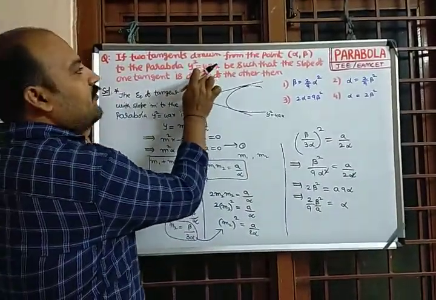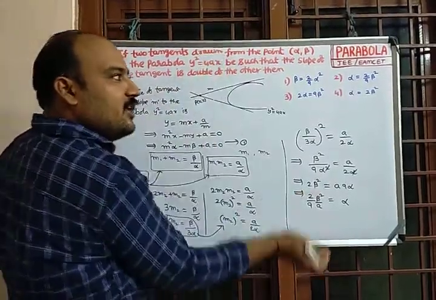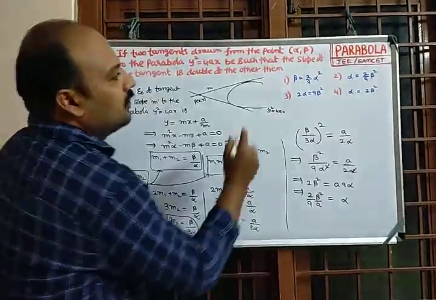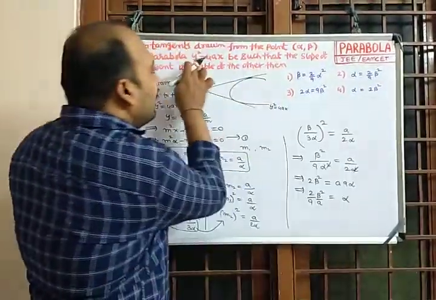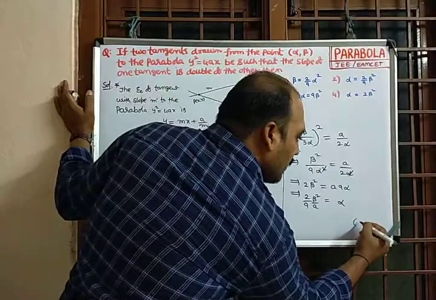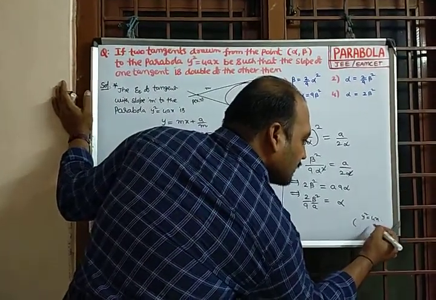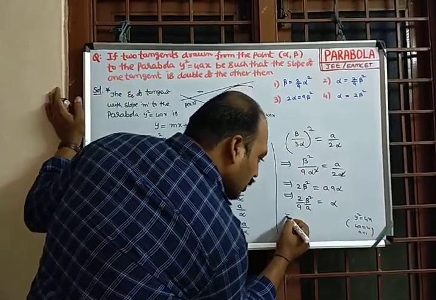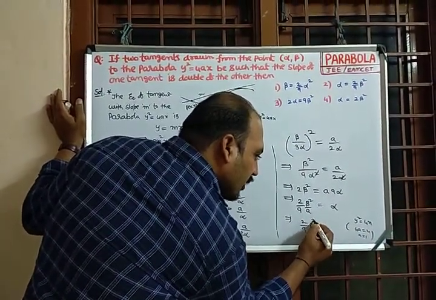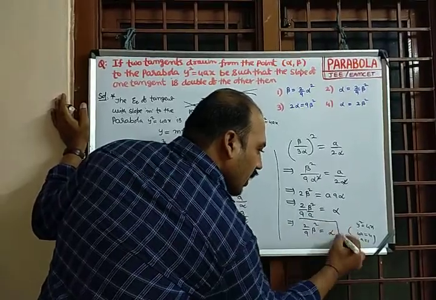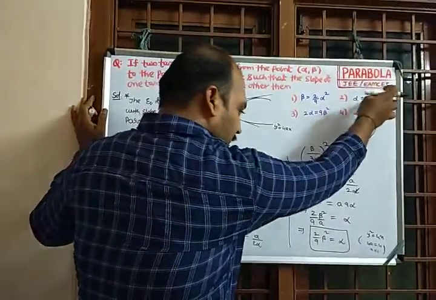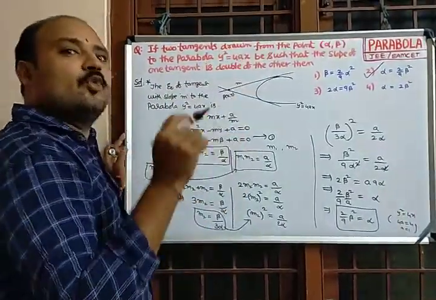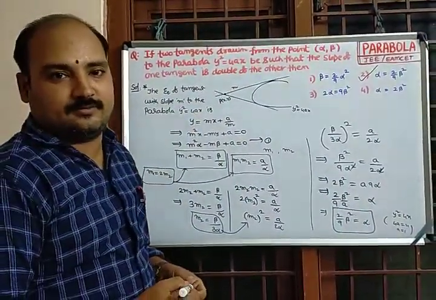According to the question, if it is 4ax, the a value is 1. I think the options are a little bit not correct. If it is y square equal to 4x, then 4a is equal to 4, so a is equal to 1. If you substitute a equal to 1, alpha equal to 2 by 9 beta square, which is there in the second option. I think this equation is y square equal to 4x, not 4ax.